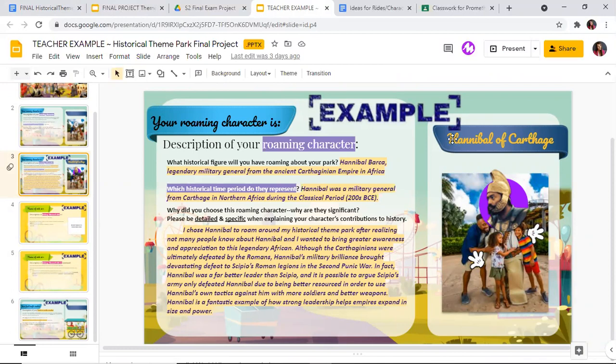I've put Hannibal of Carthage in bold text right over the image, and then I've added his picture on top of the placeholder that we saw a moment ago. Which historical time period do they represent? Once again, a full sentence. Hannibal was a military general from Carthage in northern Africa during the classical period. Remember, if you forget about the time period, you can look this up.